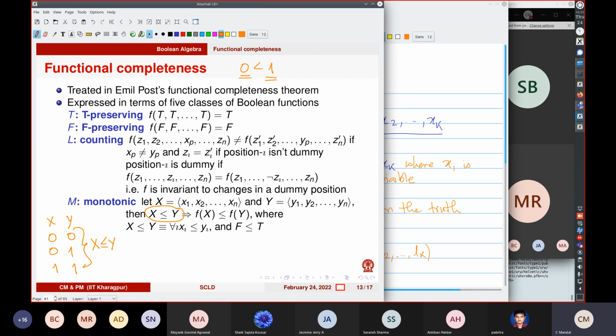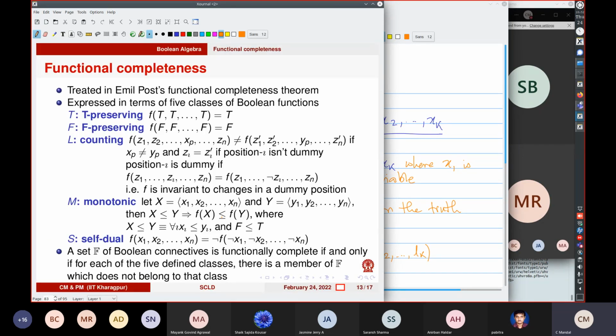And then you have another class of functions which are called self-dual functions. Self-dual functions satisfy this property, that if you complement all the values of all the variables, then the value of the function also gets complemented. This is the definition of a self-dual function.